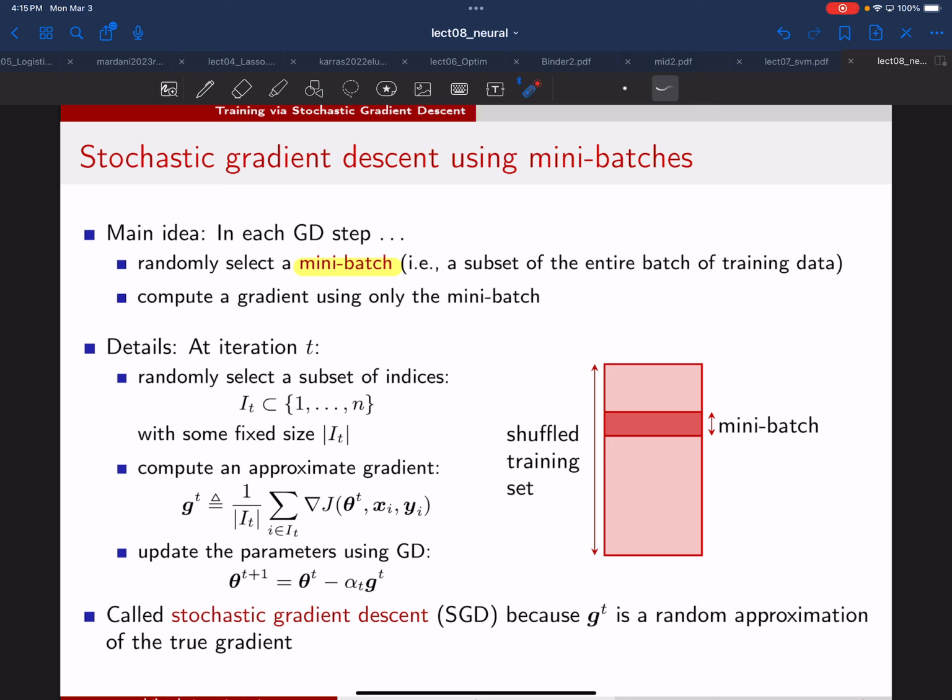So you randomly select a mini batch, that's the idea now. And then you compute the gradient using only a mini batch. So that's the idea we're proposing here.